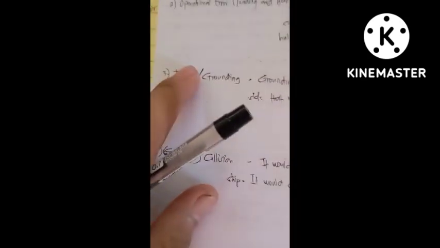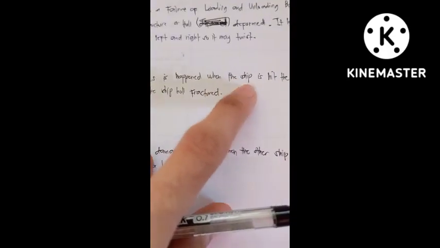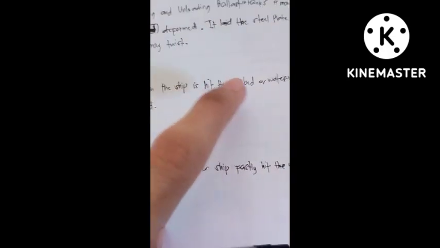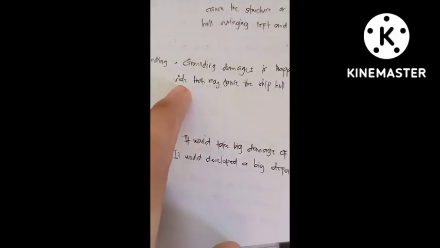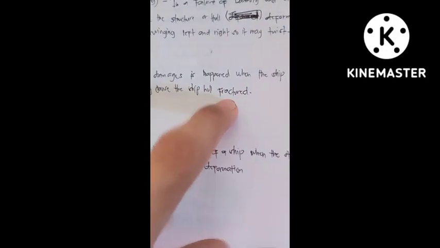So the third is fatigue or grounding. Grounding damage happens when the ship hits the seabed or waterway, which may cause the ship's hull to fracture.